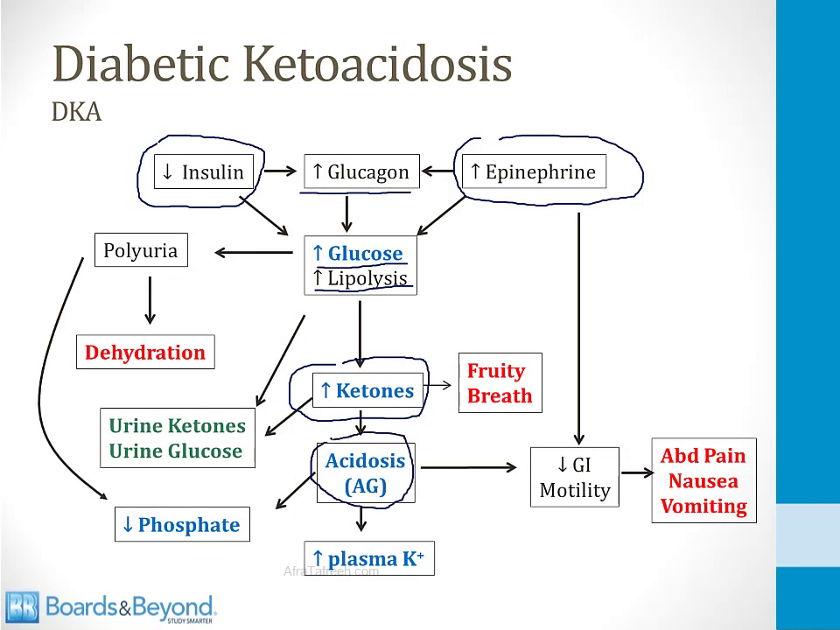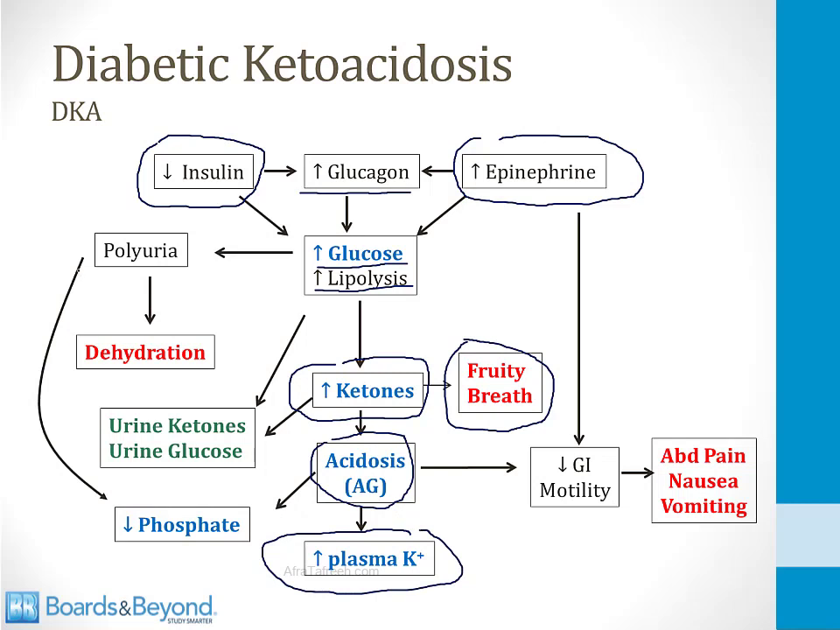One of the ketone bodies that is produced is acetone, and acetone is exhaled in the breath, and therefore patients with DKA classically have a fruity smell on their breath. The acidosis also raises the plasma potassium level, and therefore hyperkalemia is very common in diabetic ketoacidosis.